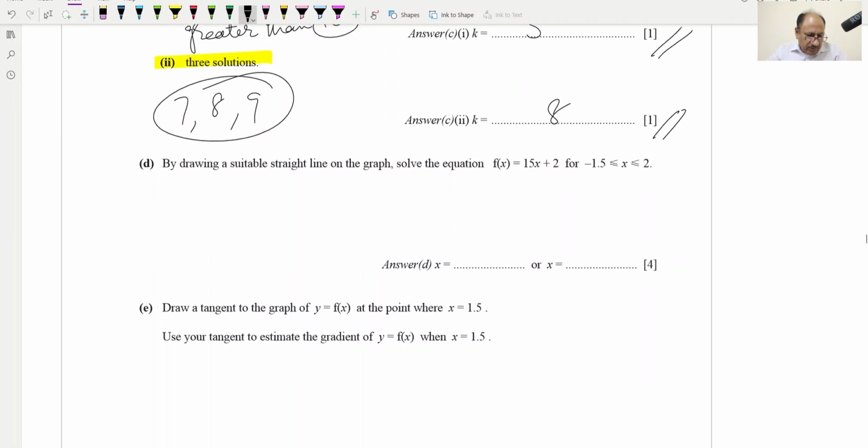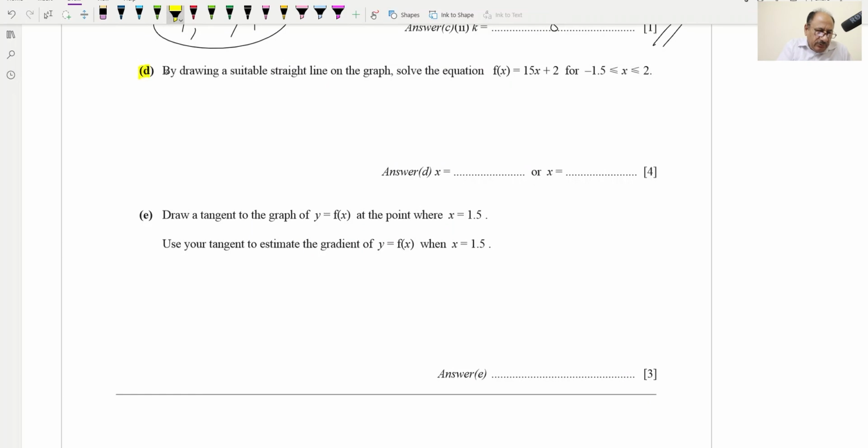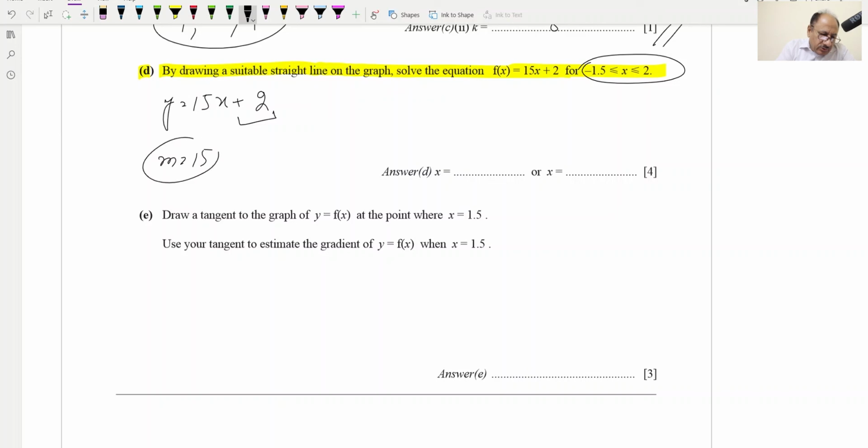Hopefully you are understanding. Now D part, the drawing, by drawing a suitable straight line on the graph, solve the equation. This equation we need to solve, and y is equal to 15x plus 2. So we have to draw this straight line for this range. So y-intercept, which is 2, and the gradient is equal to 15. So gradient should be 15 and it should pass through point which is 2.